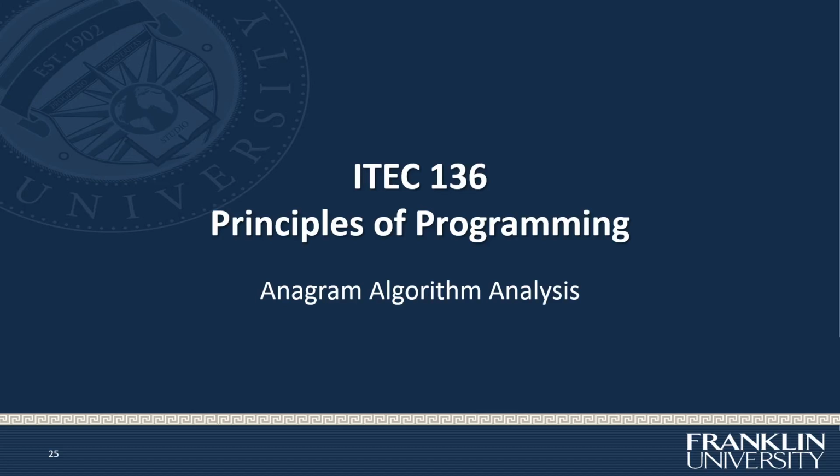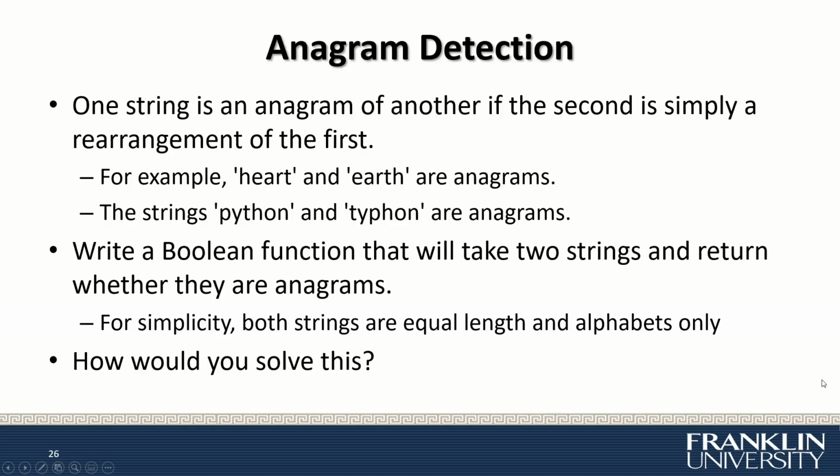Hi, in this short video, I will talk about the anagram algorithm analysis. One string is an anagram of another if the second string is simply a rearrangement of the first. For example, hot and earth are anagrams, python and typhoon are anagrams, raw and war are anagrams also.